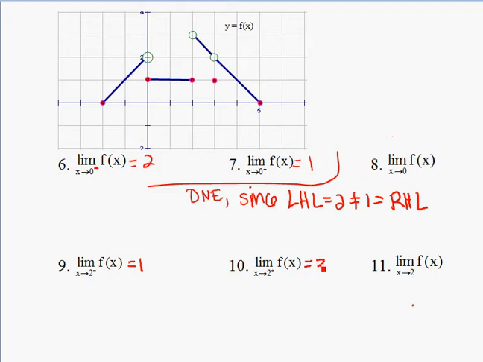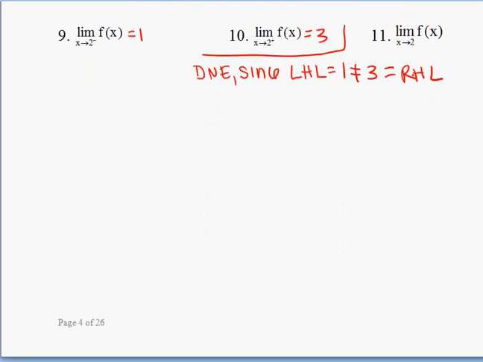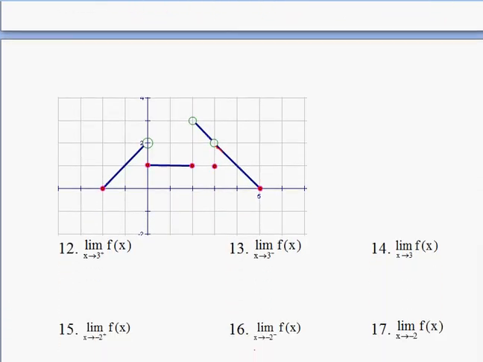So that's 3. And finally, as x approaches 2, does the limit exist? No, because the left-hand limit is 1, the right-hand limit is 3. Therefore, the limit doesn't exist. So we briefly discuss the limit does not exist since the left-hand limit equals 1, which is not equal to 3, which is equal to the right-hand limit. So let's scroll down to our next set of problems. Same graph, just different questions.